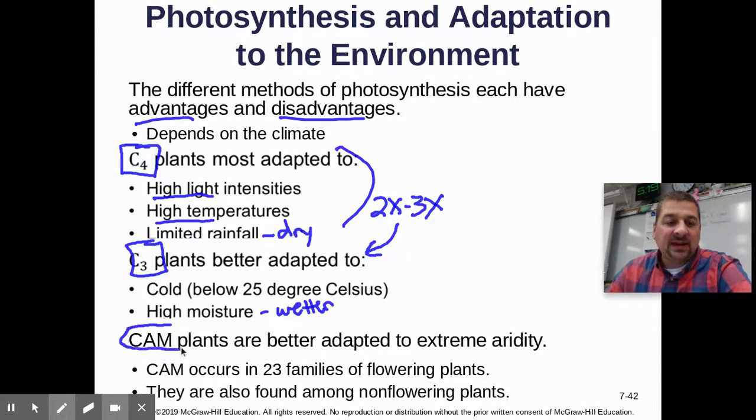And then finally, CAM plants occur in some flowering plants and some non-flowering plants like succulents and pineapples, those kind of things. Extreme aridity, like deserts, chaparral, dry shrubland, very dry environments where it's very, very hot and very, very arid or dry.